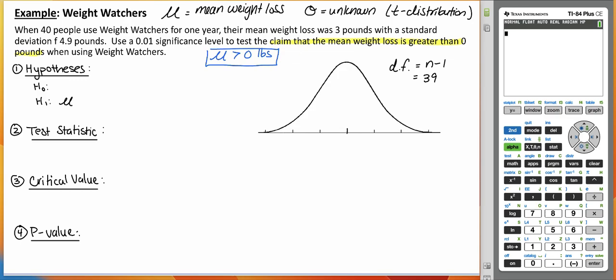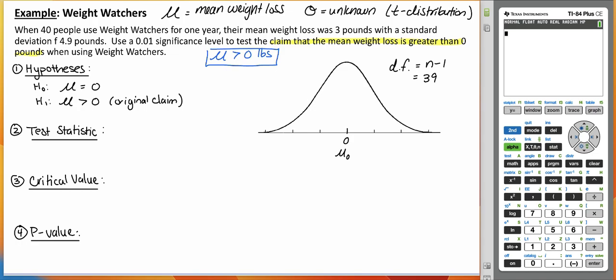So let me go ahead and write that down. Mu greater than 0, and keep track that this is the original claim. And then the null hypothesis will be the claim that the mean weight loss is 0 pounds. Okay, so on the bell-shaped curve on the right, let me go ahead and write down 0 pounds in the center. So that's our null hypothesis value. And we're testing the claim that people on Weight Watchers lose more than 0 pounds.